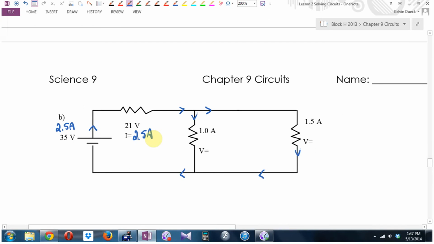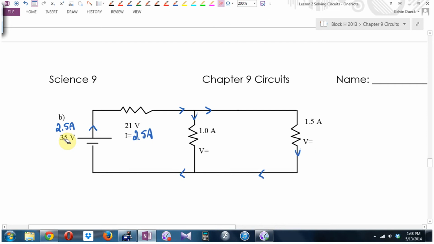That's the current rule. Okay? Now let's look at the voltages. For the voltages, we look at the height of the chairlift. Lydia, how high is this battery? How many volts? So what that means is if I go skiing, always downhill, and I end up back at the bottom, I have to have lost 35 volts because this battery is gaining 35 volts.